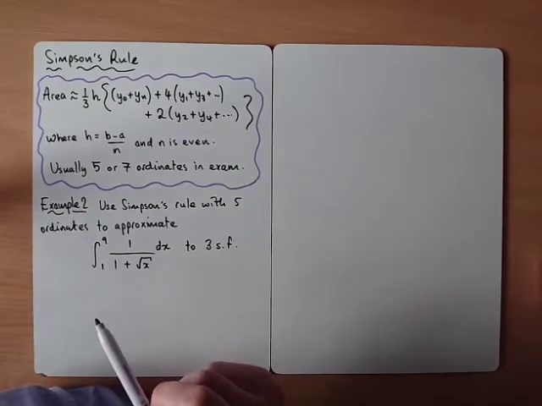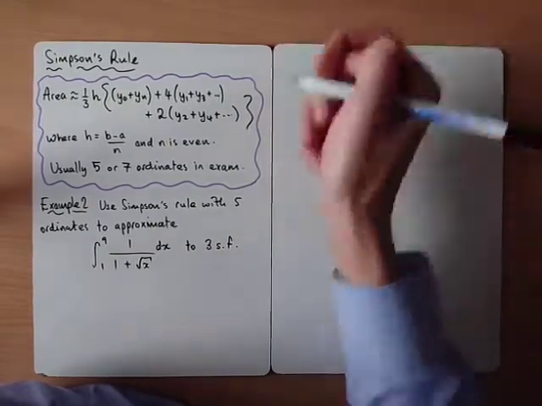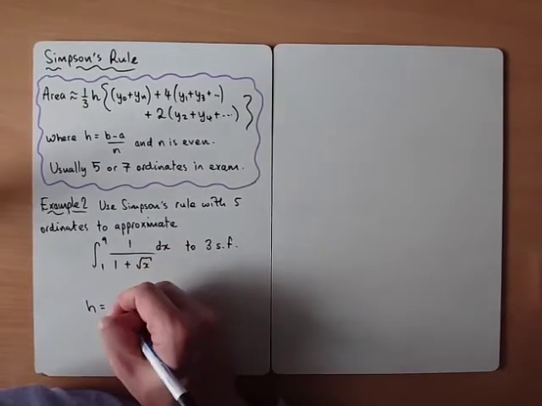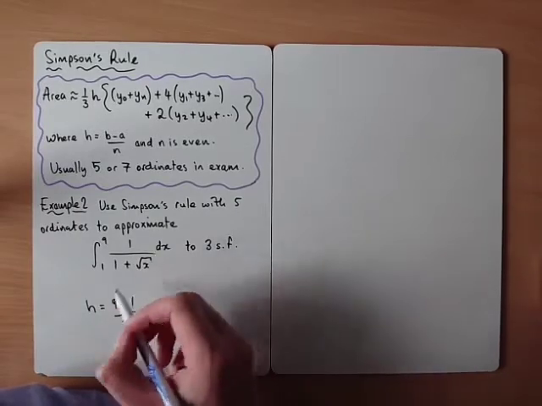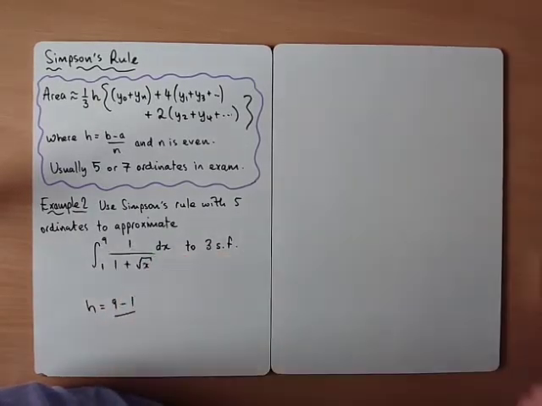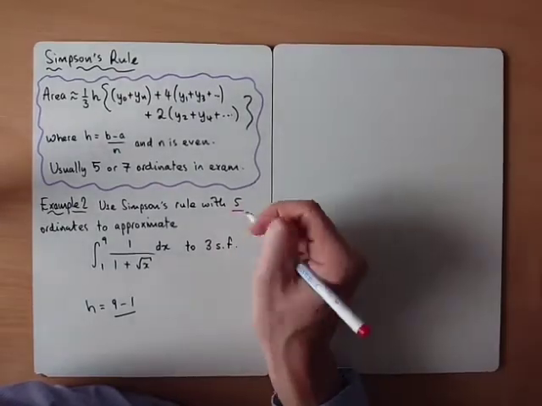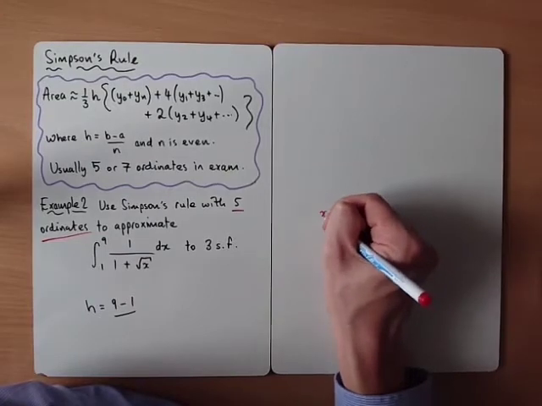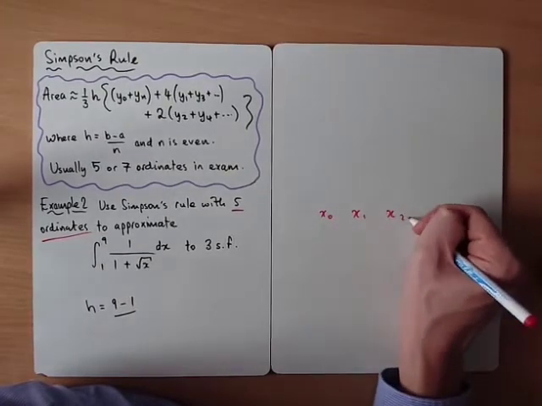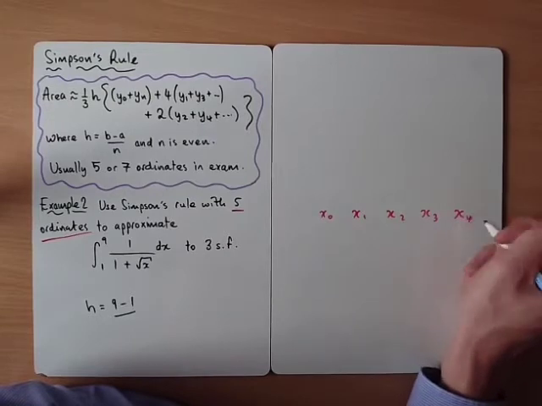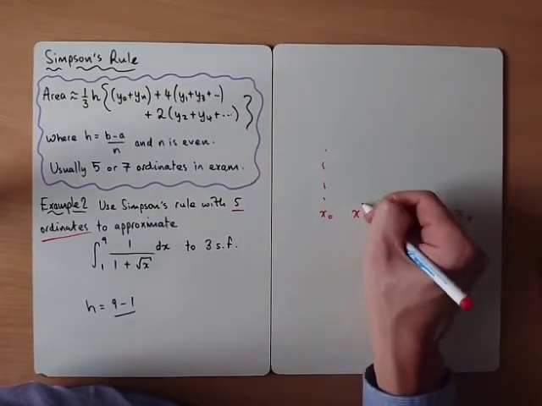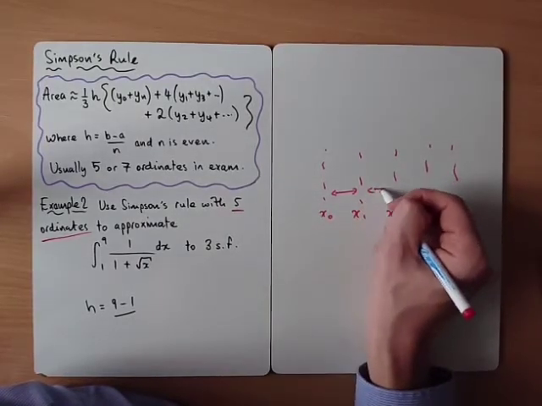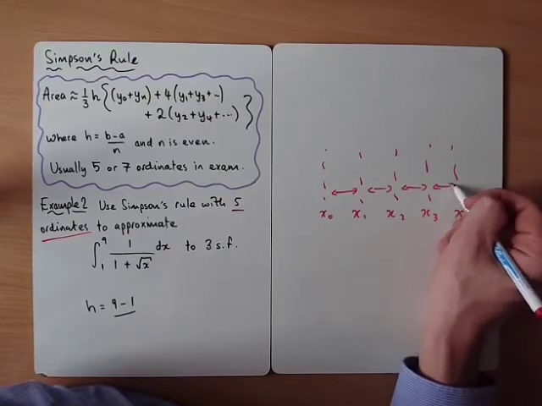Okay, we could start by figuring out what h is. So we're going from 9 to 1, so it'll be 9 minus 1. Remember, we divide by the number of strips. Now if you've got 5 ordinates, don't forget that what that really means is you've got 5 x values, x0, x1, x2, x3. So if we had 5 values that we were subbing in, we'd only have 4 strips.